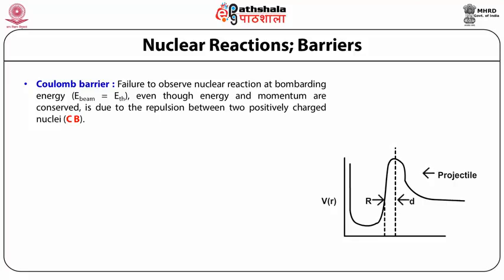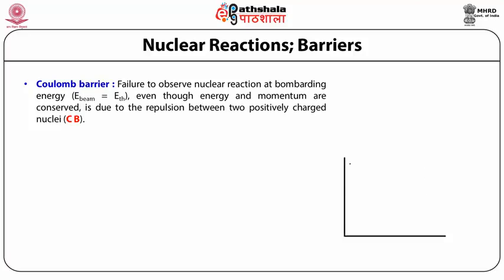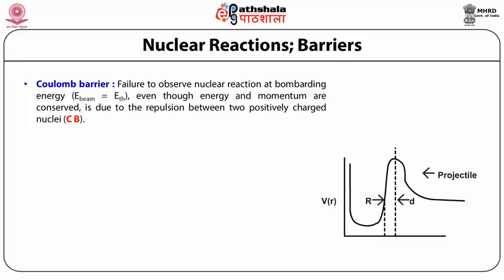It means the energy of the projectile has to be more than the Coulomb barrier to make the two nuclei come close together and have a reaction. This Coulomb barrier can be calculated using the simple Coulomb energy formula: Coulomb potential is equal to 1 over 4 pi epsilon 0 times Q1 Q2 over R.